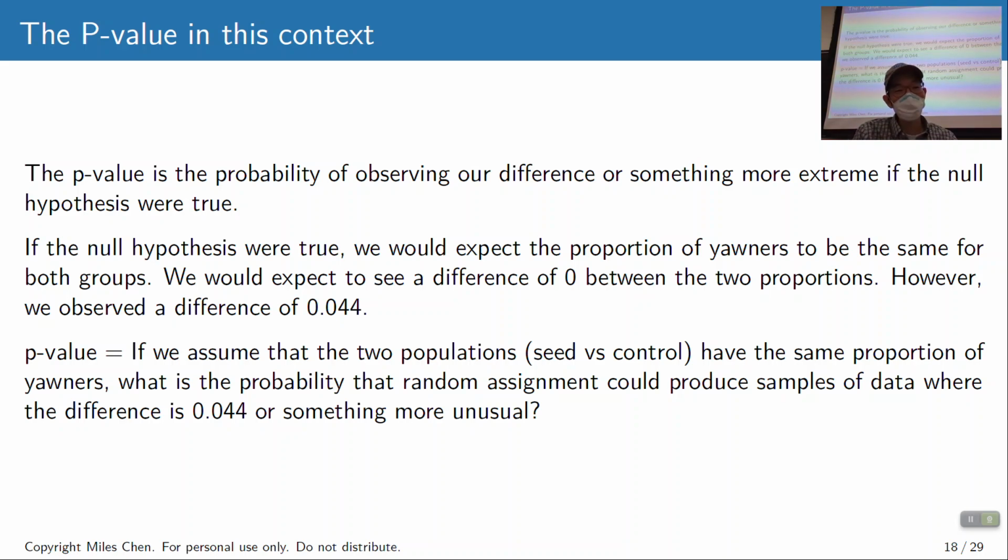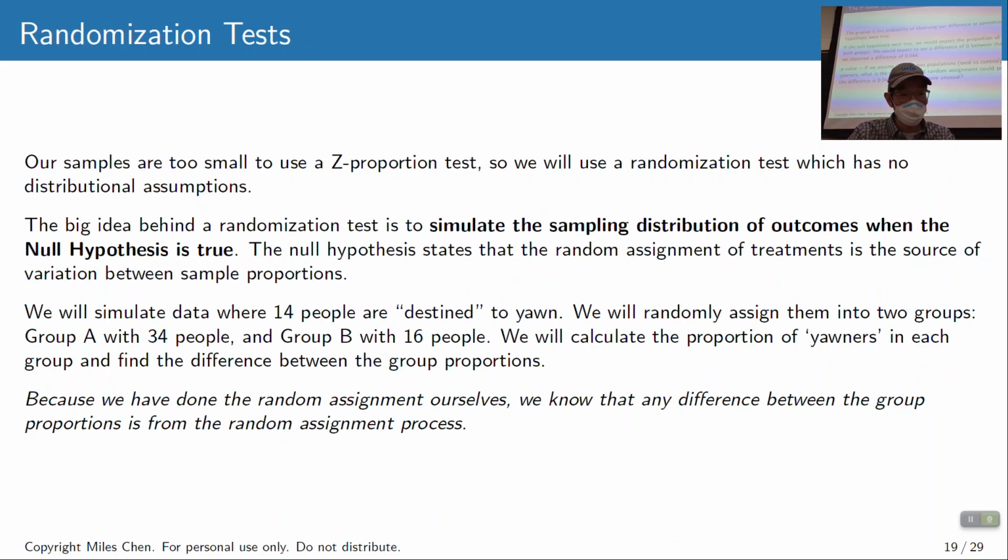Okay, so the p-value is, again, the probability of observing our difference or something more unusual if the null hypothesis were true. If the null hypothesis were true, we would expect the proportion of yawners to be the same for both groups, so we would expect to see a difference of 0, but we got a difference of 0.044. And so the p-value here is: if the two populations have the same proportion of yawners, what's the probability that random assignment could produce samples of data where the difference is 4.4% or something more unusual?